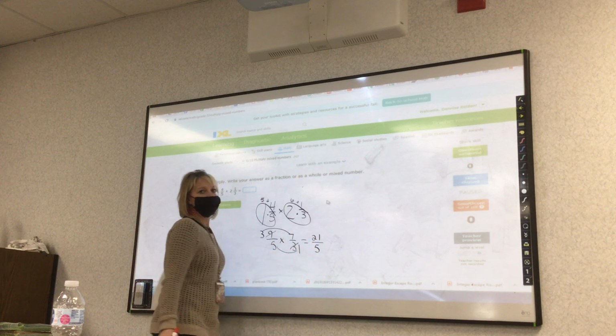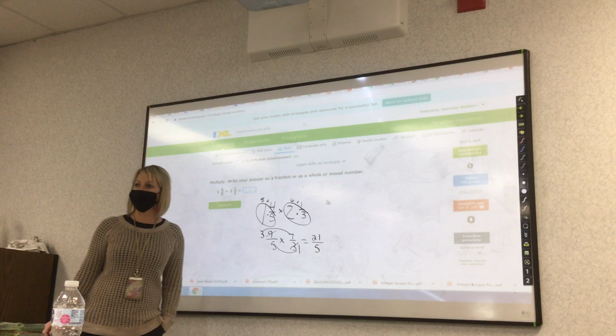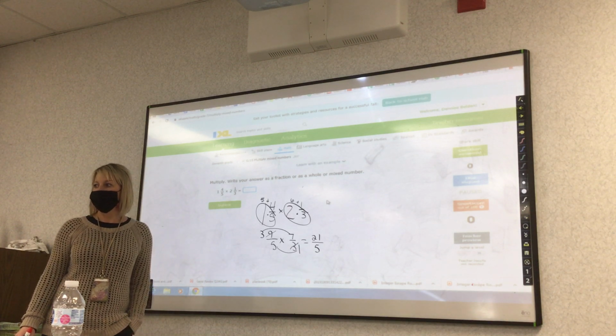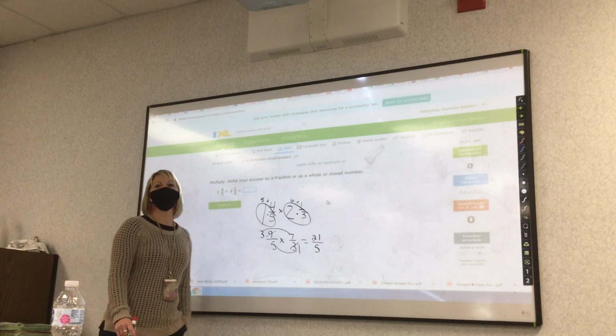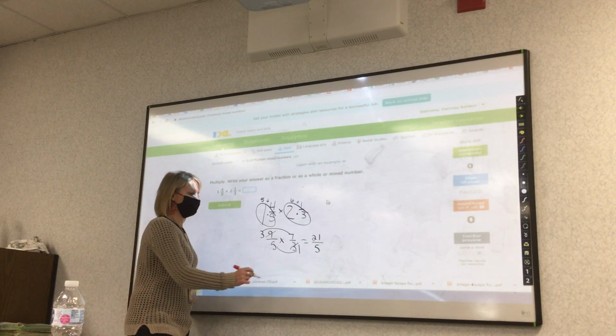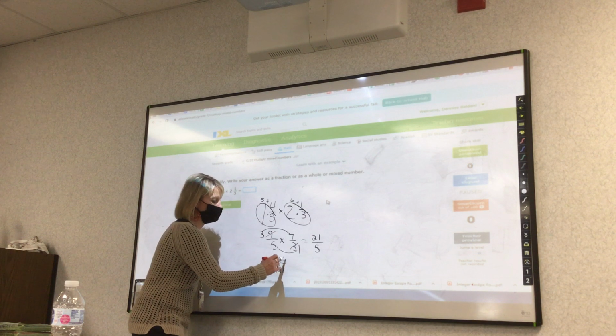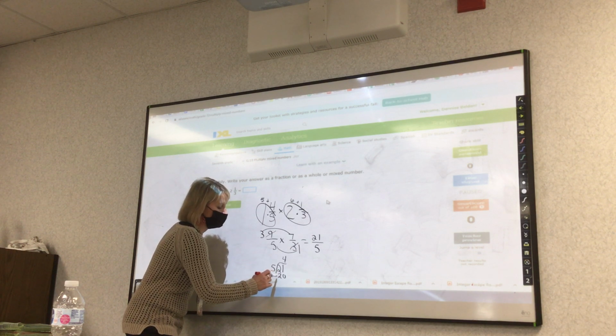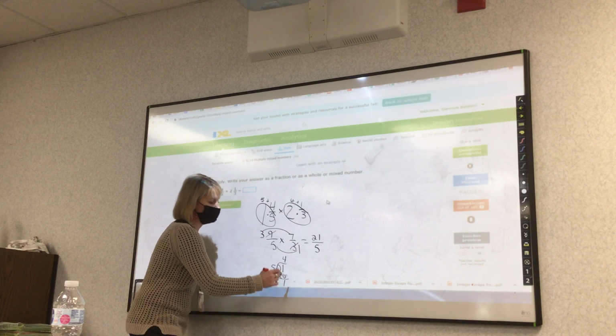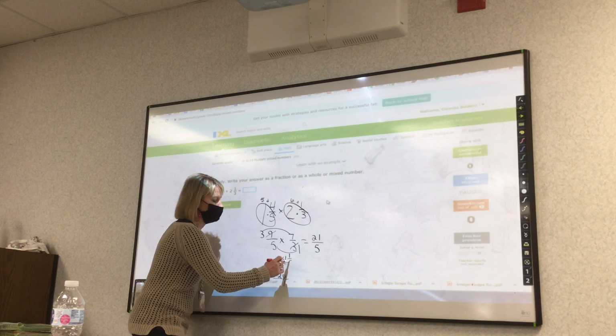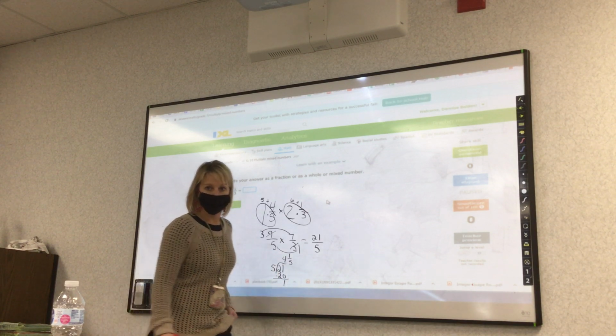Change the 21/5 to a mixed number at this point. If you struggle with that, what should I do? Divide 21 by 5. 5 goes into 21 4 times. 21 minus 20 is 1. So it'd be 4 and 1/5. That is your final answer.